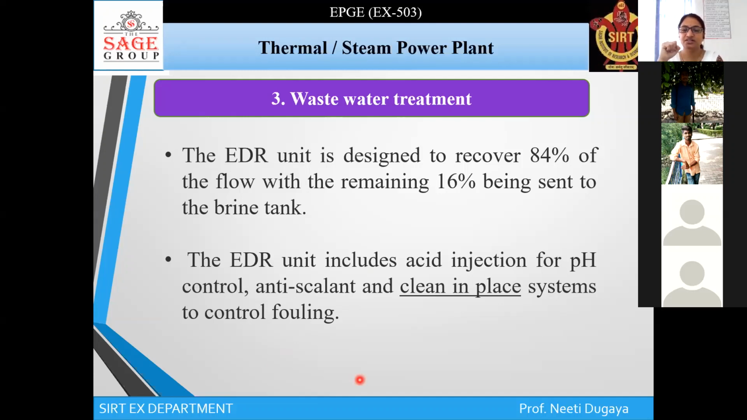And the EDR unit includes acid injection for pH control, anti-scalant, and a clean-in-place system to control fouling. The word pH control we have discussed. Clean-in-place system we can discuss. It is already understandable. Anti-scalant, something which is known as anti-scalant. What is scaling? You can see the water tank at our home, which is kept on the roof of our house, has a sort of sludge or scaling inside the water tank.